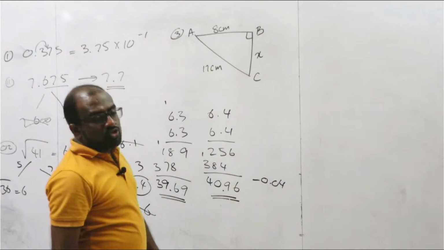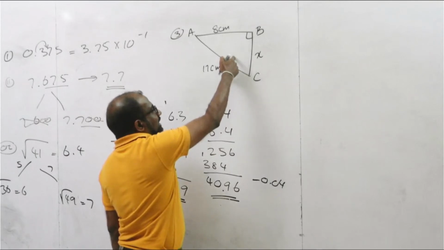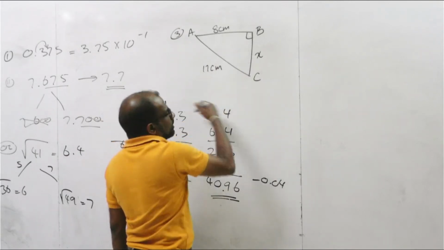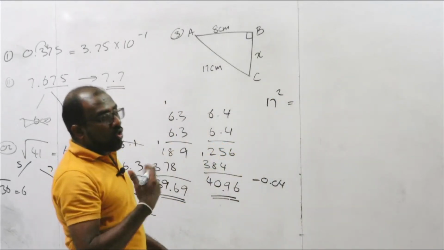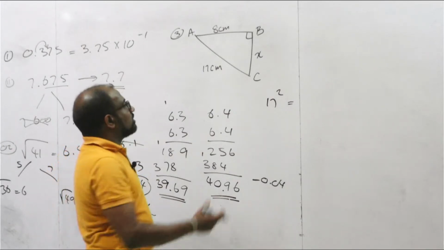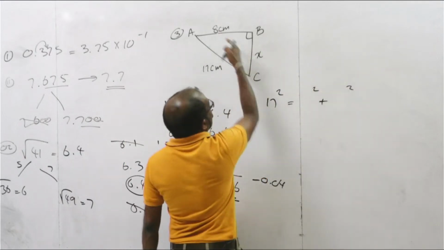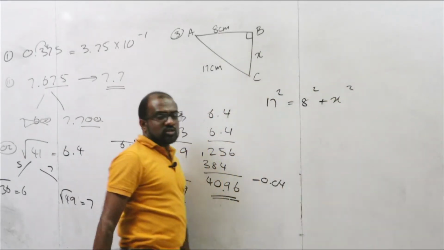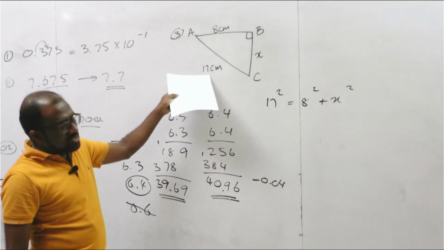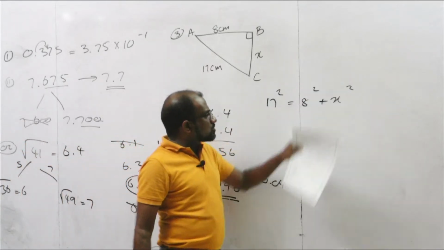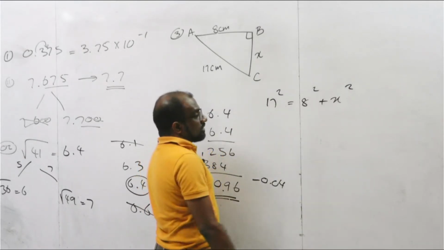Right? So now we'll apply the Pythagoras theorem. So what does Pythagoras theorem say? In a right angle triangle, the square of the hypotenuse, that is 17 squared. Hypotenuse means the side facing the right angle, or the longest side of the right angle triangle. The square of the hypotenuse is equal to the sum of squares of the other two sides. That's what Pythagoras theorem says. Right? Now we have to simplify this correctly.